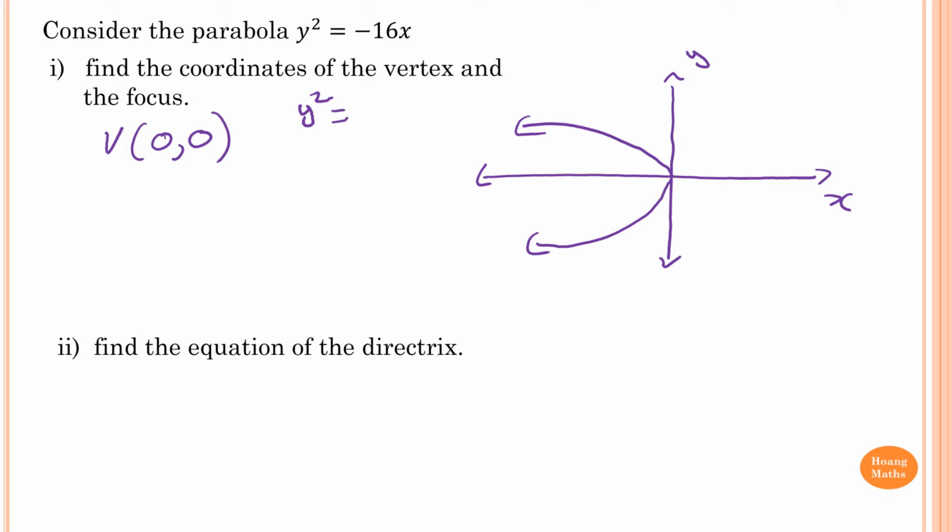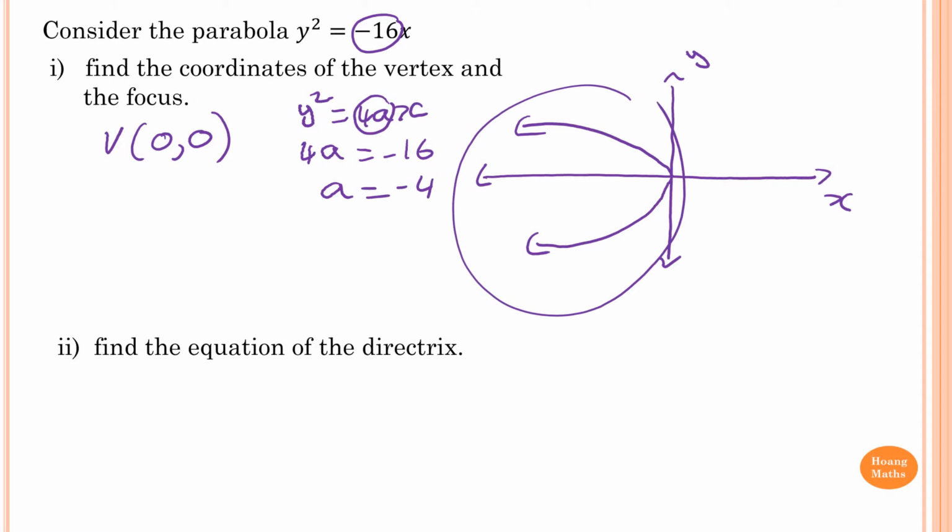y squared equal to 4ax. So 4a equals -16. Divide by 4 on both sides, so a must be equal to -4. Now, it depends how you interpret it. a is negative just to show you that the parabola is on this side here, that's all.